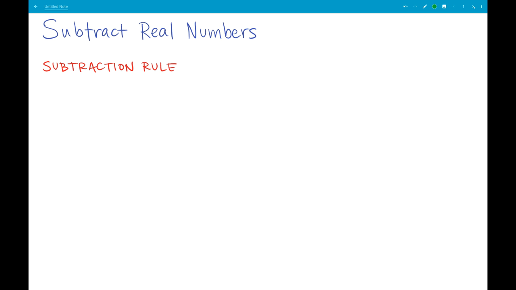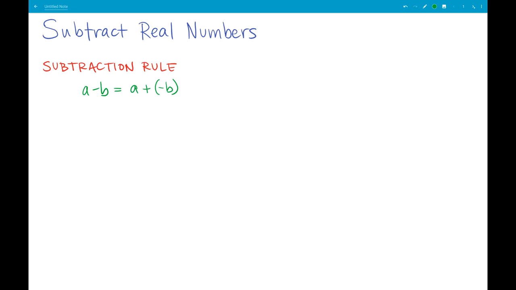In this video, we will be talking about how to subtract real numbers. So there's a subtraction rule that says to subtract b from a, what you would do is add the opposite of b to a. So if I want to do a minus b, that is the same as adding the opposite of b to a. Now the opposite of b is going to be negative b. So a minus b is going to be the same as a plus a negative b.